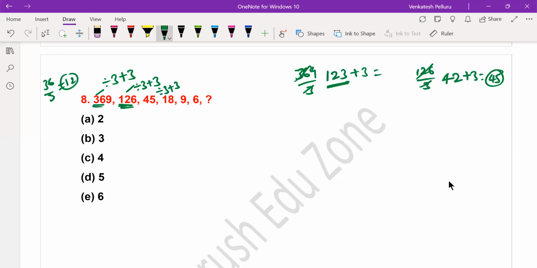So throughout the series, they have followed the same logic, divided by 3 plus 3. So to get the answer also, do the same thing. 6 by 3 is 2. If I add 3 again, 2 plus 3 is equal to 5. So in place of the question mark, you have to get the answer as 5. Option D is the correct answer.